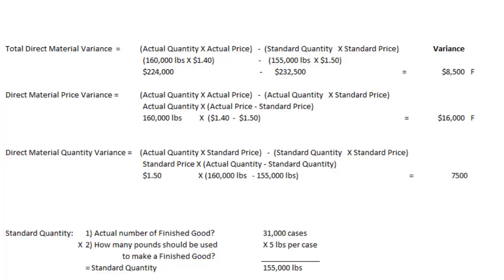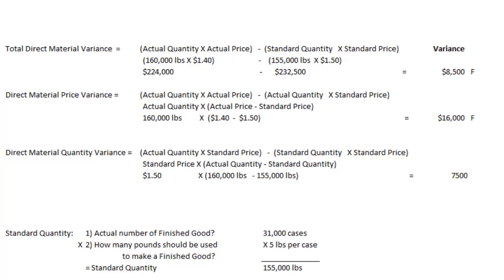The standard price is $1.50. That was what we had set up earlier. And then we figured out the actual quantity was given to us for the month at 160,000 pounds, the total number of potatoes that we actually used. The standard quantity we figured out earlier at 155,000 pounds. That's how many potatoes we should have used to make the 31,000 cases of potato chips. We ended up with $7,500.